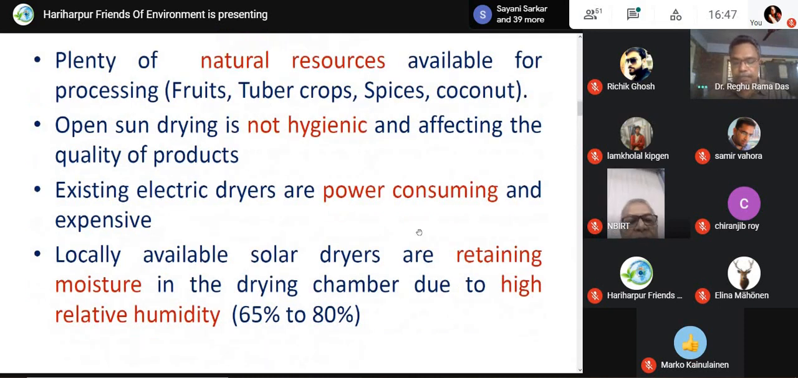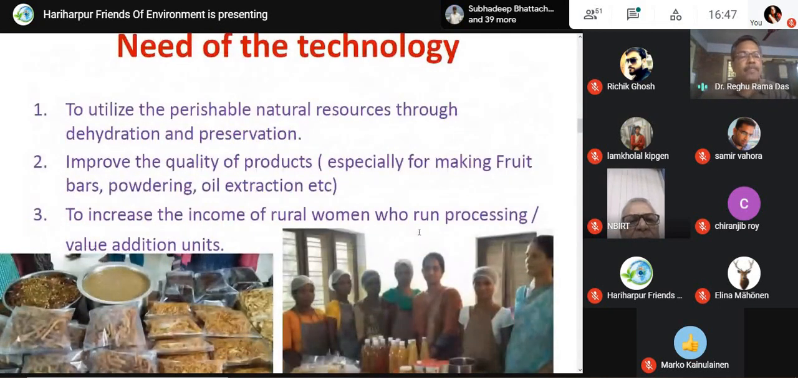Next slide, please. So the demand or need of the technology is to utilize the perishable natural resources through dehydration and preservation. And secondly, to improve the quality of the products which are produced by the women at the villages. To improve the quality, we need better drying and preservation facilities. That is also the main demand for the technology. And of course, ultimately, the aim is to increase the income of the rural women who run the processing and value addition units. The availability of suitable dryers is very less, and also the cost is very high in the area.